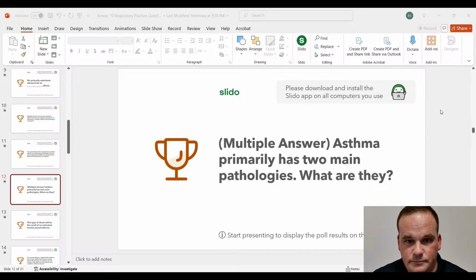All right. So we got a mixed bag here. So we're 50-50. So this type of shock will be the result of an untreated tension pneumothorax. So we have cardiogenic answered, and we have obstructive answered.